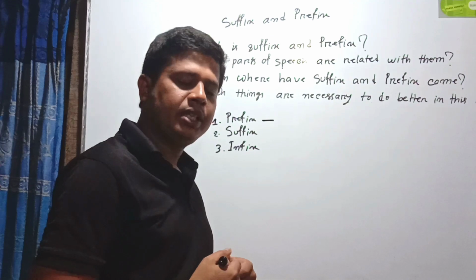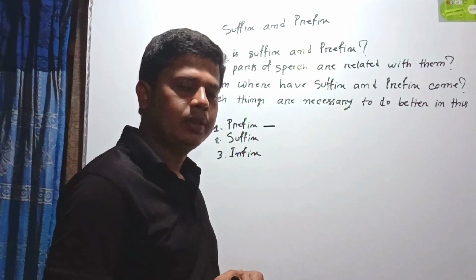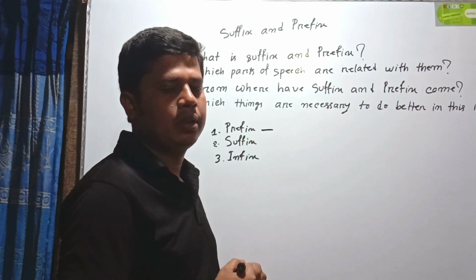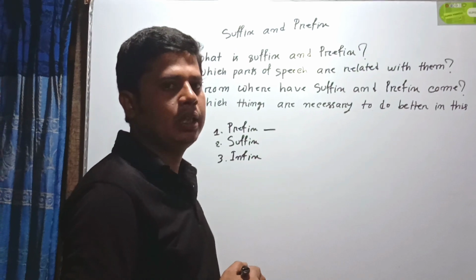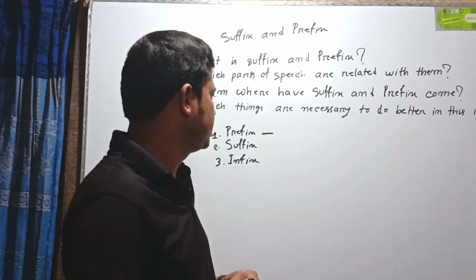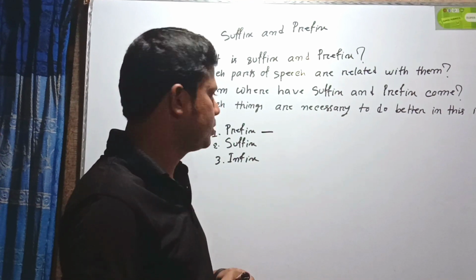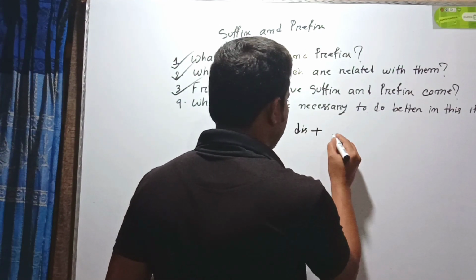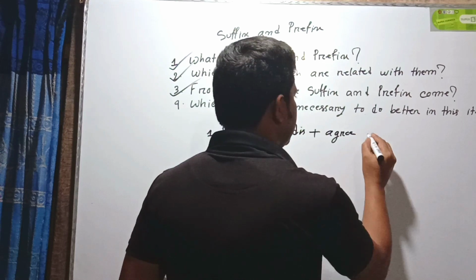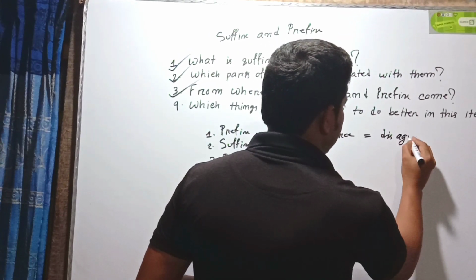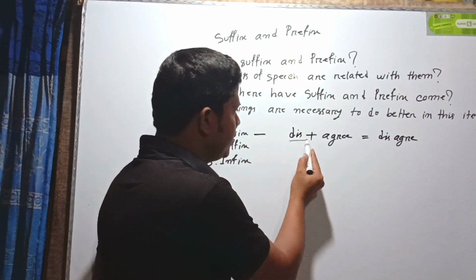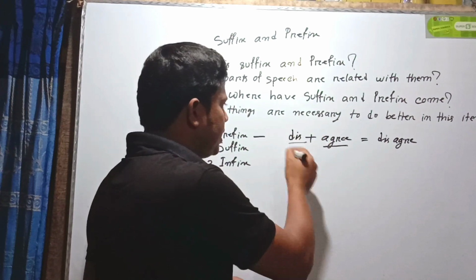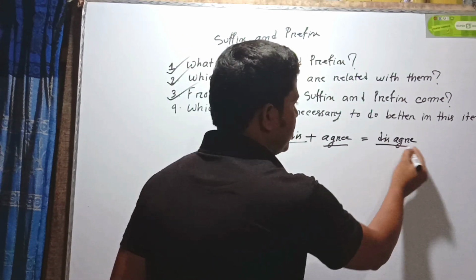Dear students, prefix is a letter or group of letters that can be added before the base word, before the four kinds of parts of speech. In this way, we can make new meaningful words. Such as, we can take an example: dis plus agree is equal to disagree. Dear students, here dis is the prefix, agree is the base word. Connected before agree, it becomes disagree.